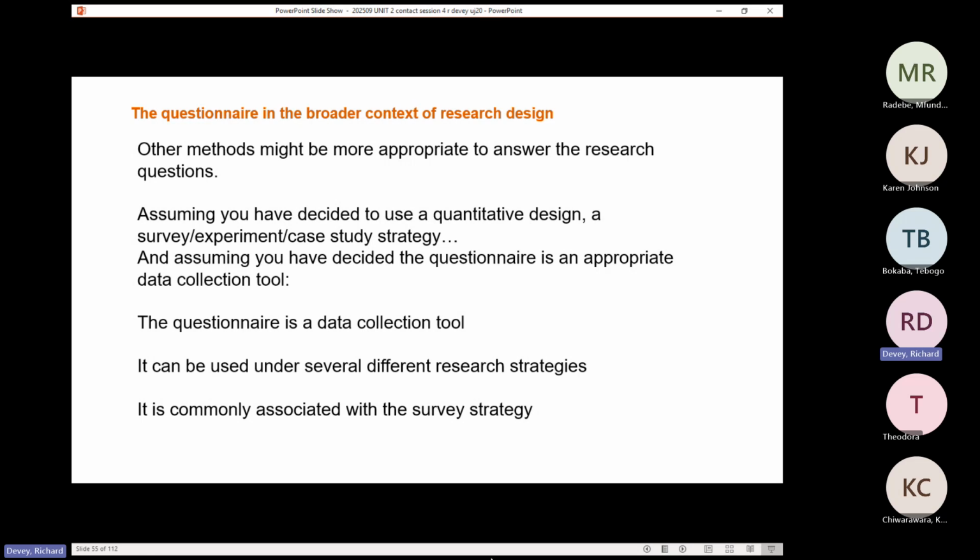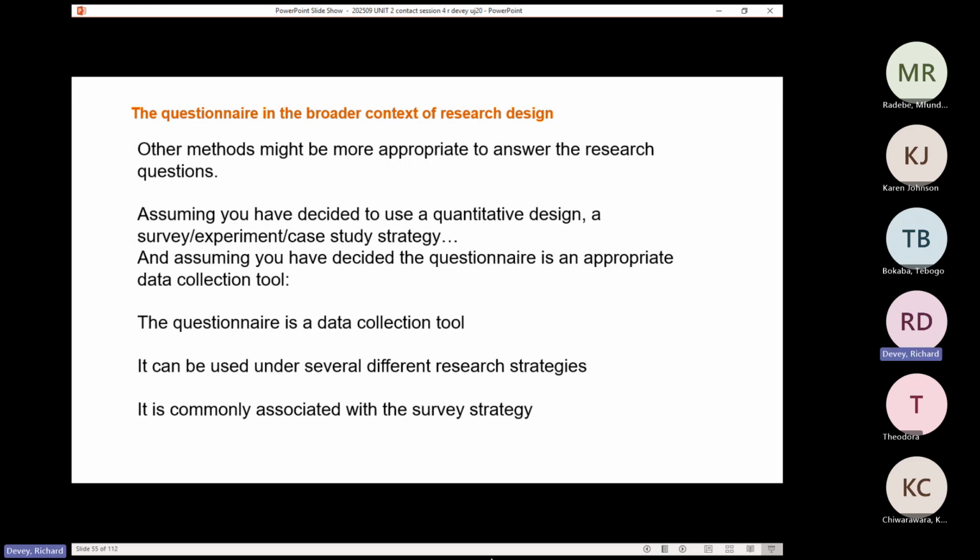So it would be to say that in order to answer research questions with that given sample, the questionnaire might not be the best option to use. So sometimes you might be better off using interviews or participatory methods, or maybe some observation, for example. Okay, the questionnaire is commonly used under the survey strategy, an experimental strategy, or a case study strategy.